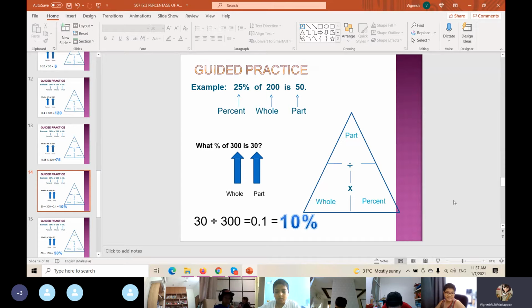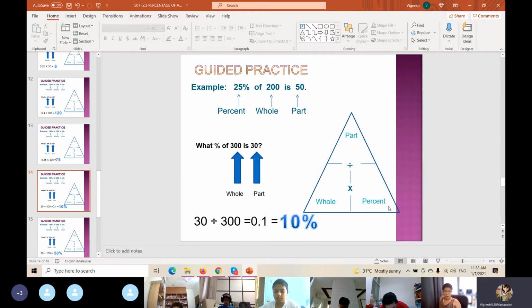0.1 is percent. How did you get 0.1? Have to divide. Which one need to divide which one? 30 divide 300. Why? Because you need to find the value of the percentage. Very good.